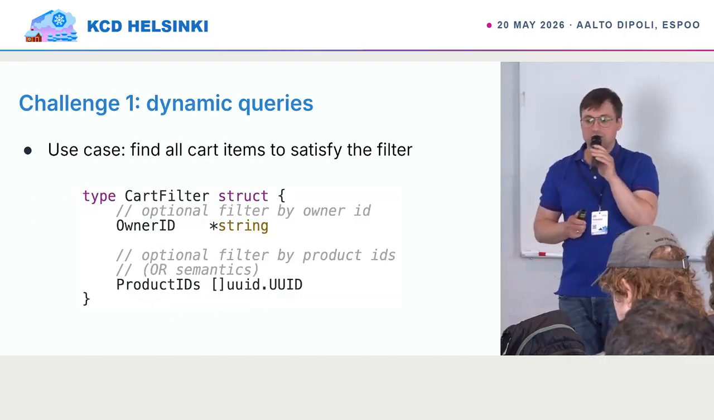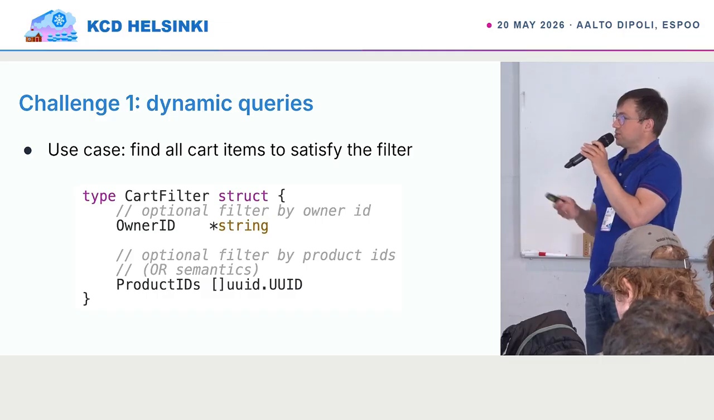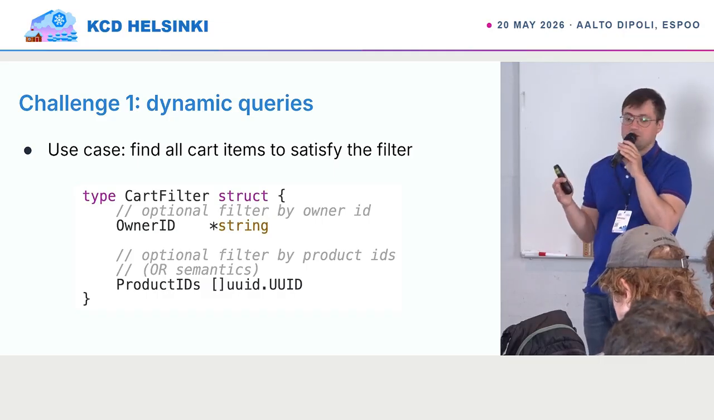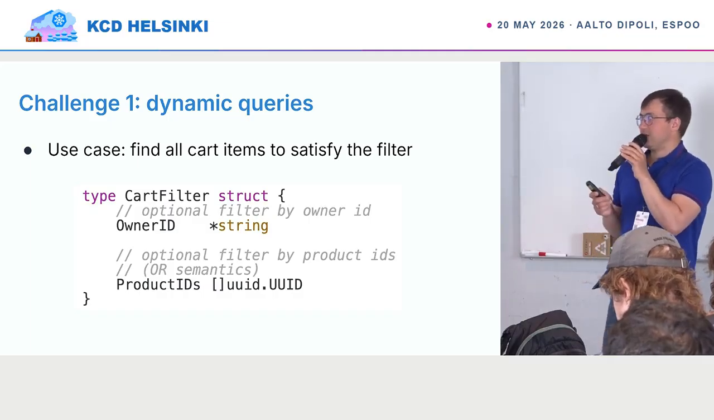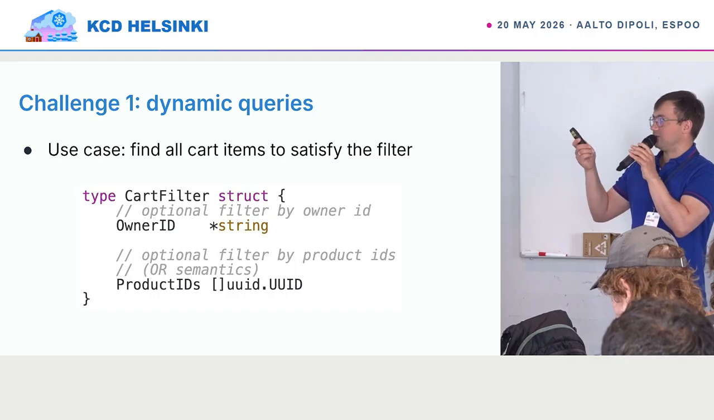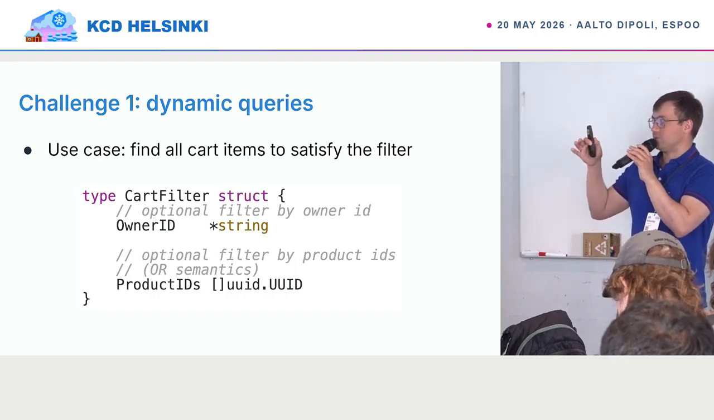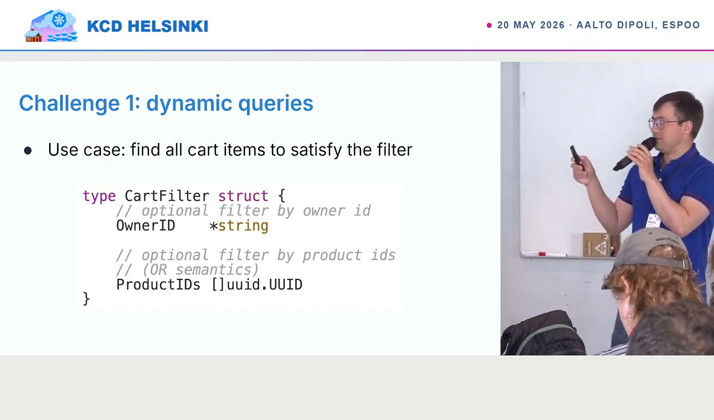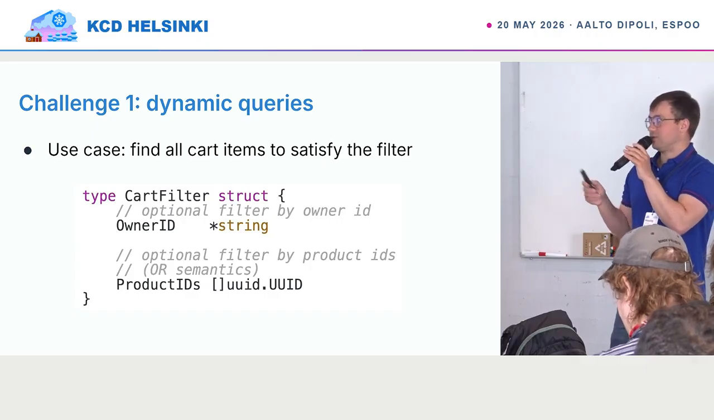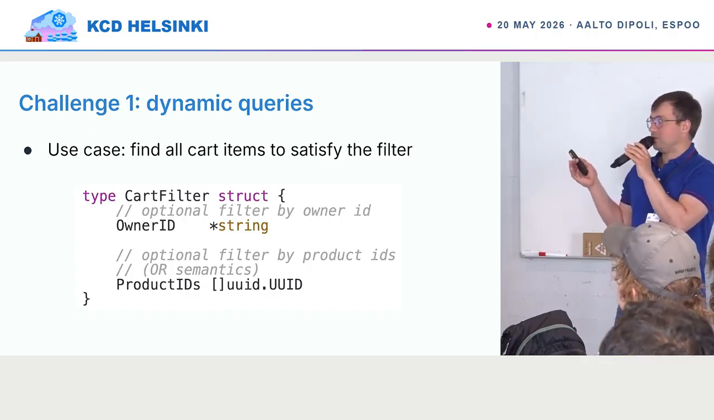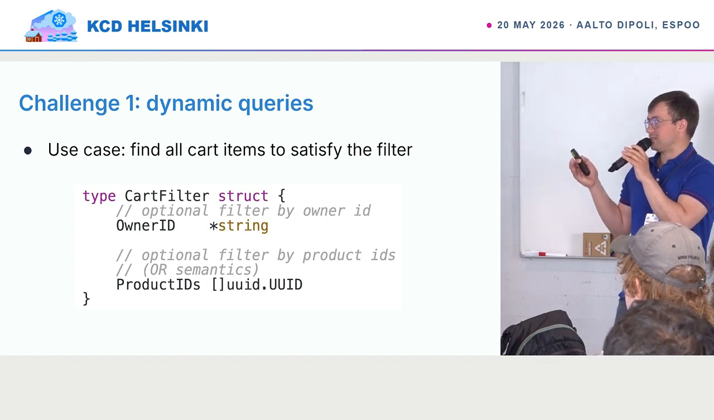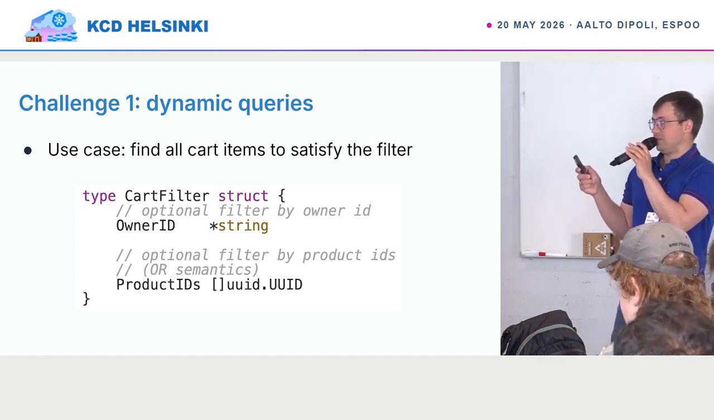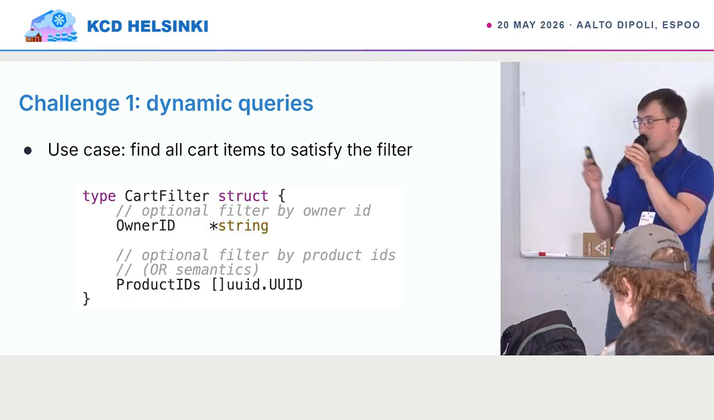So the first challenge is about dynamic queries. I have a simple example and use case here. We want to find all cart items which satisfy the filter. For the owner ID, we can either provide one owner or not provide it at all. But for the product ID, we want to provide a list, and within the list they have OR dynamics.